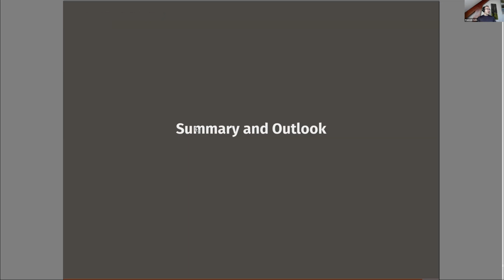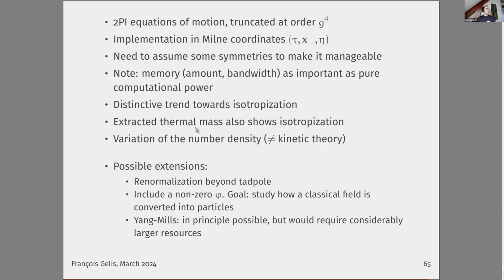Okay, so I'm reaching the end of my talk, and I just have one slide of summary to wrap it up. So what we've done is to study the 2PI equations of motion truncated at order g^4 in the Milne coordinates, which are the most appropriate to describe a collision at high energy. This, of course, is not for Yang-Mills, it's for a toy model, which is a scalar field theory.